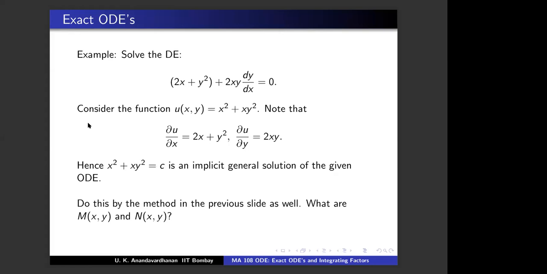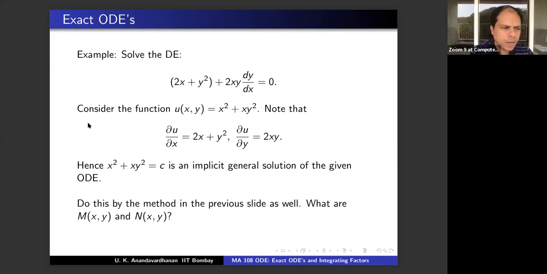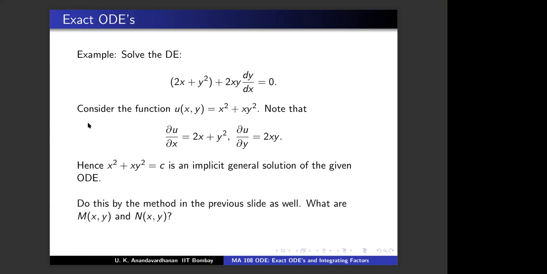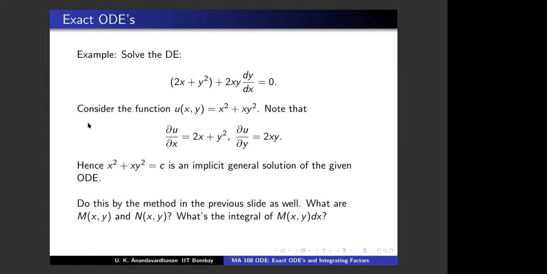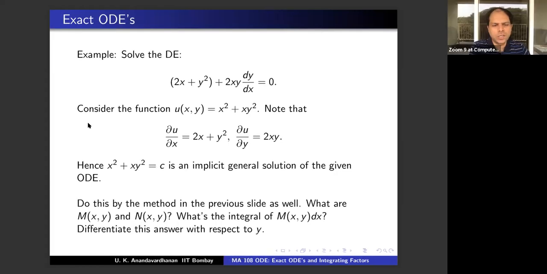Step 2 is differentiate with respect to y. So x square becomes 0, xy square becomes 2xy, k(y) becomes k prime y. So you got 2xy plus k prime y equal to 2xy. So you got k prime y equal to 0. So what is k(y)? k(y) is a real constant. There's no y in it. So the integral of M(x, y) gives you one thing. Differentiate this answer with respect to y. Done? Okay, I hope it's clear.